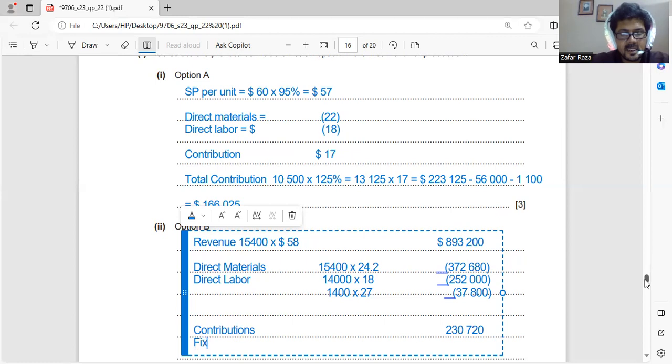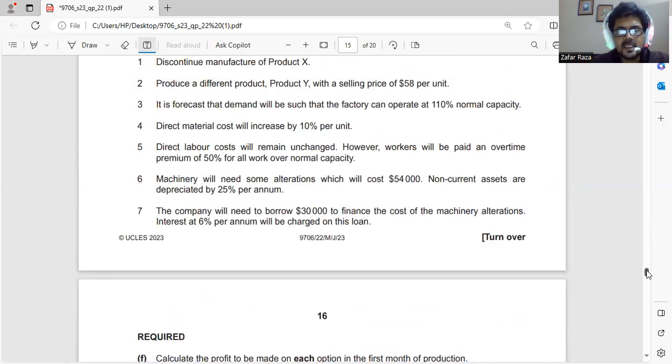Okay. Now fixed cost. If we come to fixed cost, we have to be careful. Machinery will need some alteration, which will cost $54,000. So we have to add depreciation for this 54,000 capital expenditure, 25% divided by 12. So per month is 1125. Okay, 56,000 is the normal fixed cost, plus 1125 for depreciation.